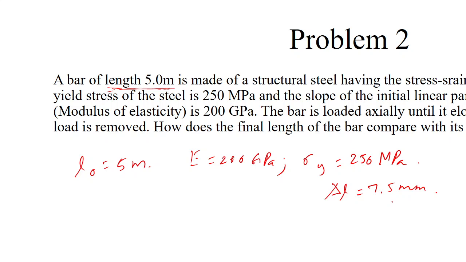See, for example, the initial length of the bar is 5 meter. After that, I am giving 7.5 mm elongation, and then I am unloading it. Is that clear? Yes, sir. So 5,000 plus 7.5, which means 5,007.5 mm is the final length. I was saying the final length after elastic recovery will be 0.75 mm longer.